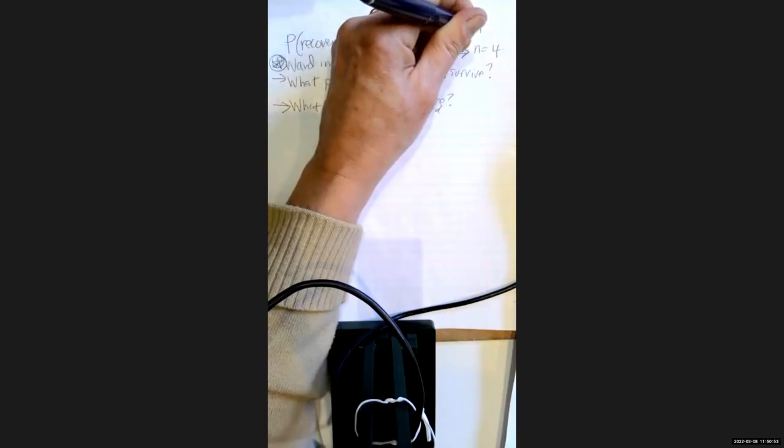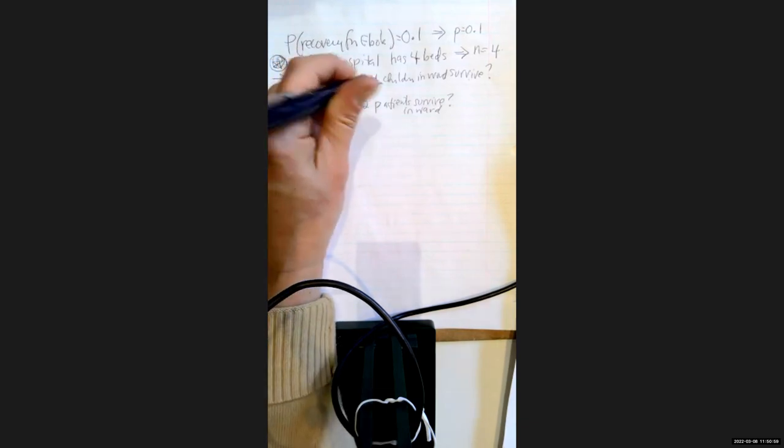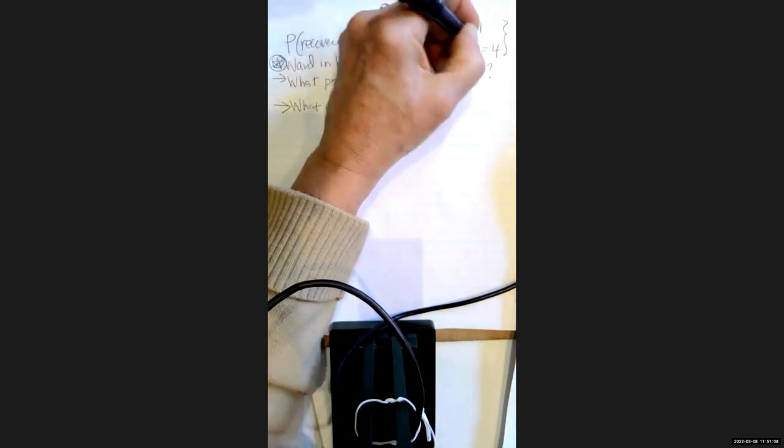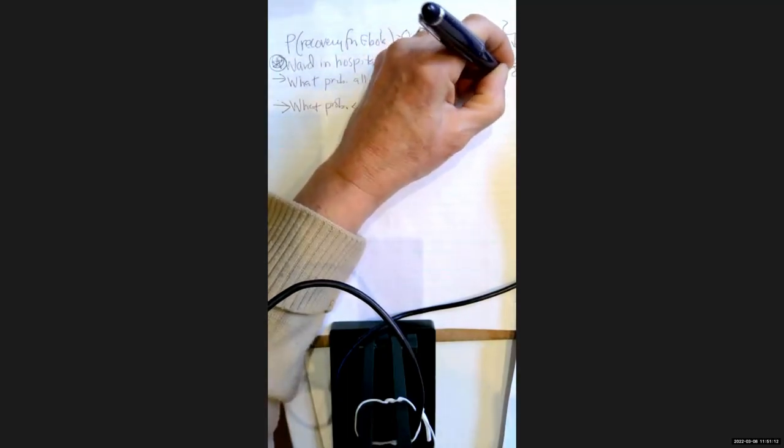All right, so this is the hard part. Once we've figured out that we are in the binomial situation and we go, aha, I have a little p equals 0.1 and a little n equals 4, then you are off to the races, right? What is the probability that all 4 children in the ward survive? We can find that using our binomial distribution table. So once we see that we have a little p and an n, we are going to go to our binomial tables.